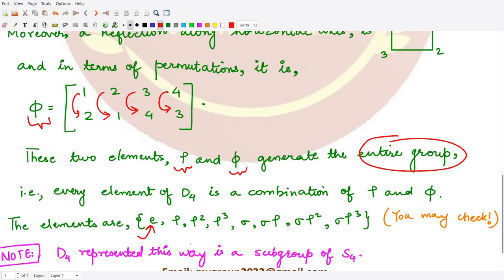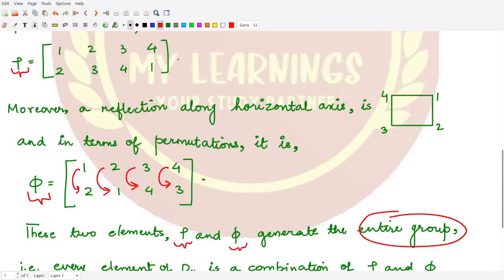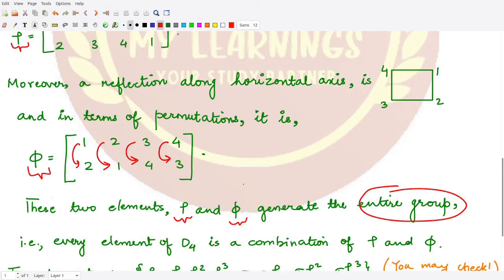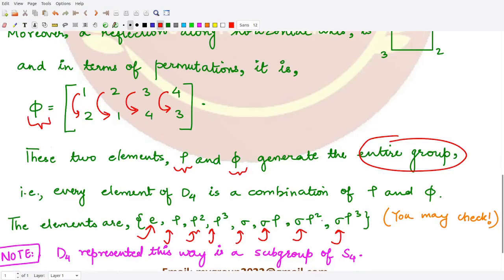Where E is the identity, then we have rho, rho square, rho cube, and then we have sigma, then sigma into rho, then sigma into rho square, and then sigma into rho cube. You may check that all these elements are obtained by the composition of these two permutations, and they form a complete group. This is an exercise for you. You may check this.